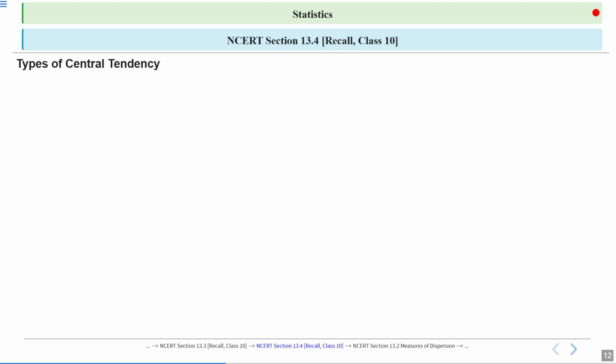Now we will discuss another type of central tendency, that is the mode. The mode is a key measure of central tendency.